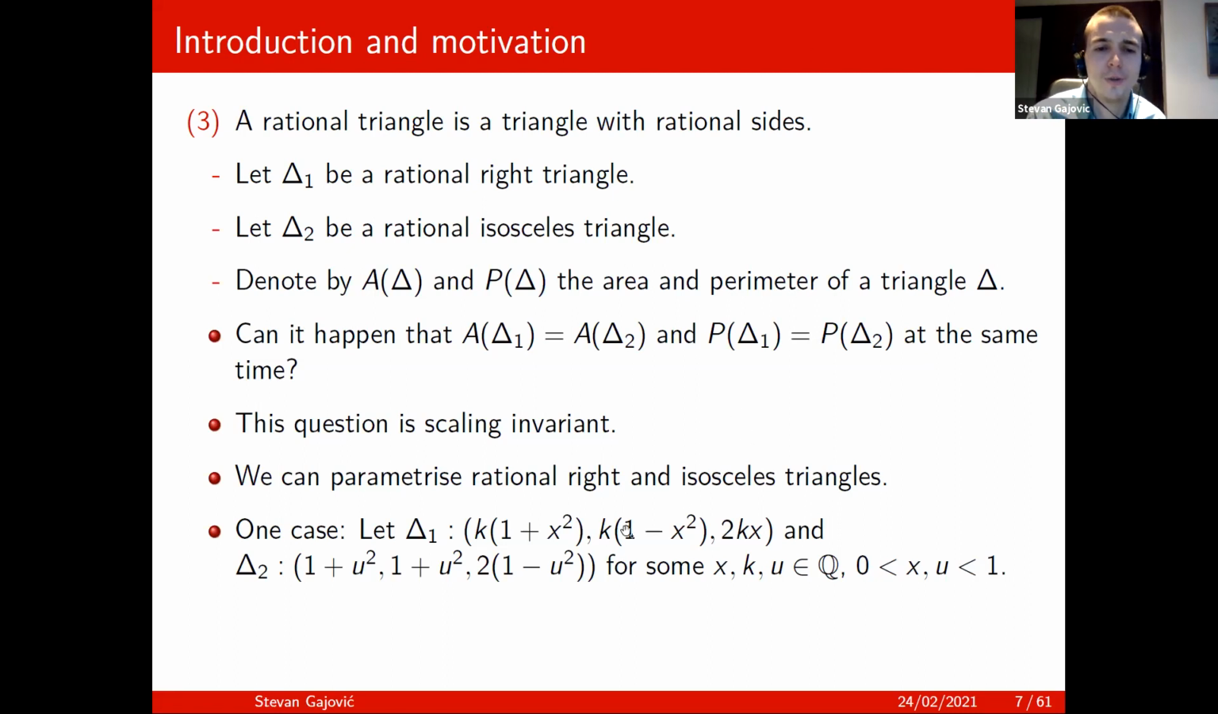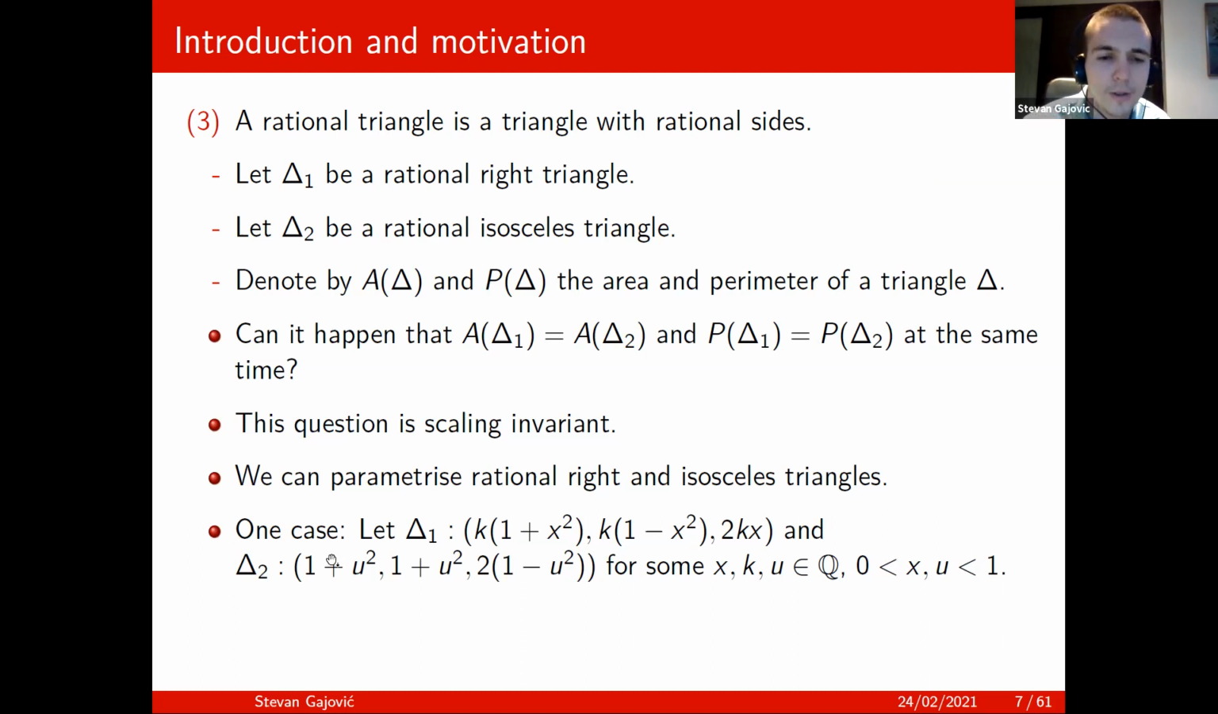And so we only need to consider one scaling coefficient, that is k. And here we recall that we parameterize rational right triangles by 1 plus x squared, 1 minus x squared, and 2 times x. This comes from the Pythagorean triples m squared plus n squared, m squared minus n squared, and 2mn. So this is for integers, and this is the corresponding shape for rational triangles.